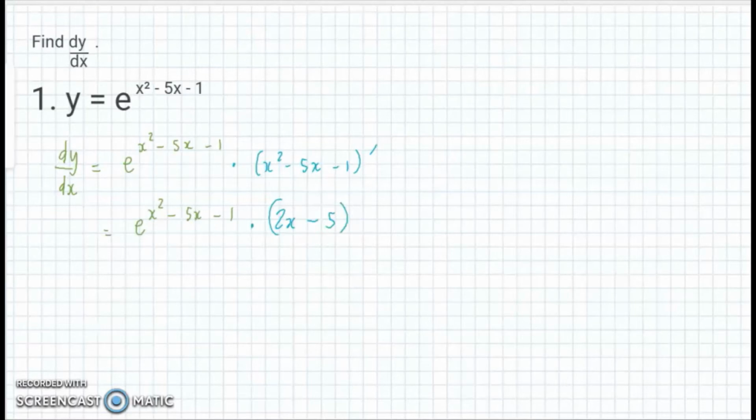And then, we just do distribution, or multiplying this term to 2x and negative 5. Therefore, we have 2x e raised to x squared minus 5x minus 1 minus 5e raised to x squared minus 5x minus 1. And that's it.